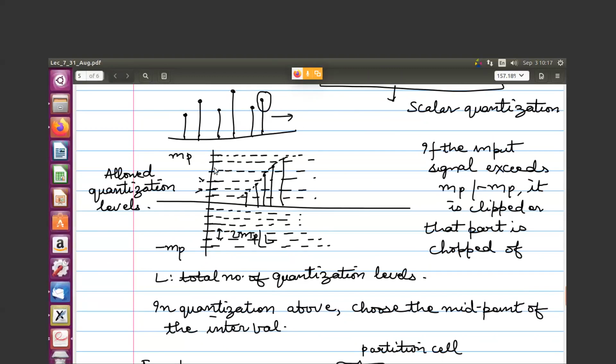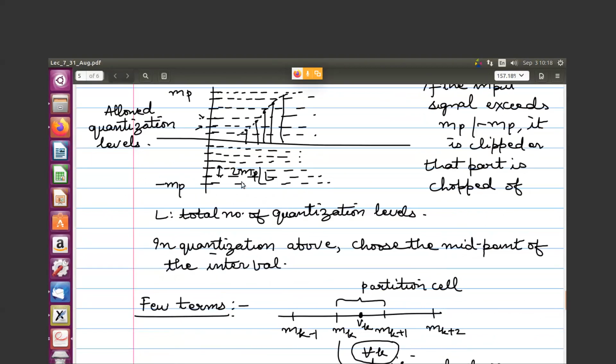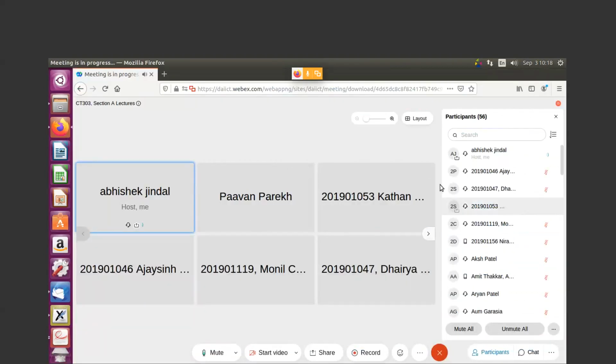If we have a uniform spacing between the intervals, then you will find that the gap between two points will be 2mp by L. That is what we discussed last time: you take the full amplitude as a range. The range is mp minus minus mp, so it is twice mp, divided by the number of levels you are dividing into. So it is twice mp by L.